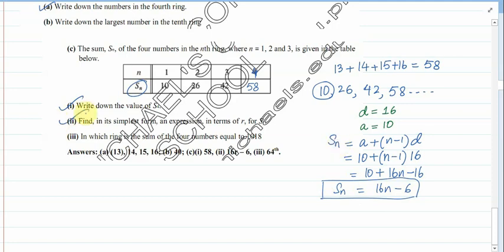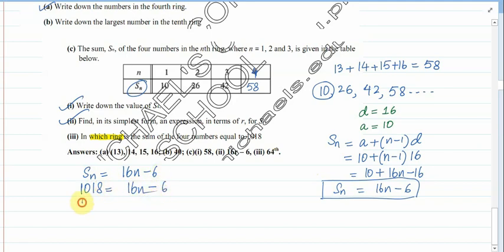Now in the third part it says, in which ring? Now what has been asked? In which ring means the value of n is unknown. The sum of the numbers is equal to 1018. We have the working formula for the sum of numbers, that is 16n minus 6. We had just discovered the working formula in the second part. Now the sum of the numbers is equal to 1018 and we need to find the value of n.